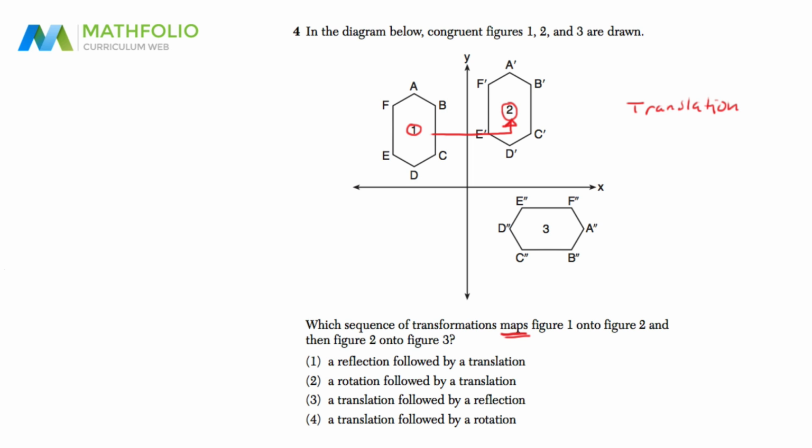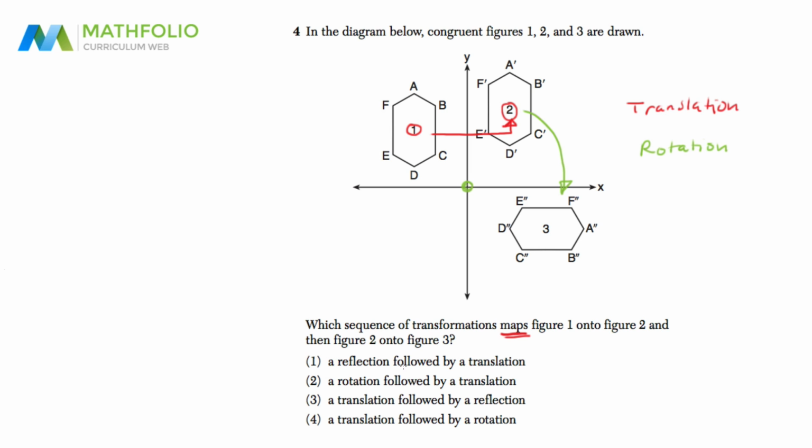Then if I change color, the next thing that looks like it happens is it doesn't look like another translation because it looks like the shape is turned. And as you see, the A, instead of pointing up, is now pointing to the right. And the E and F, instead of being on the left, they're now on the top. So it looks like if this was the center, this shape has rotated around. And so it looks like the second transformation is a rotation.